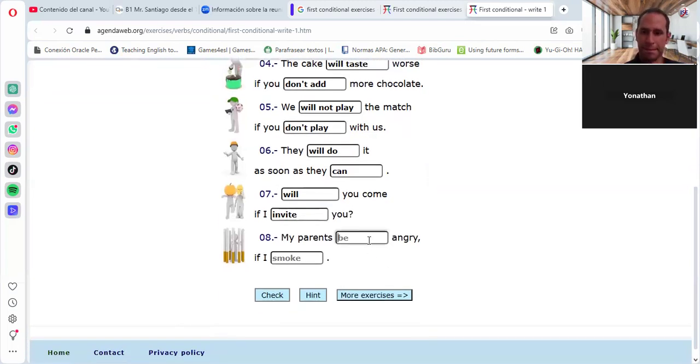My parents will are angry. No, remember, so be careful. After will, we use the base form, and the base form of to be is be. My parents will be angry if I smoke. Okay, that's awesome.